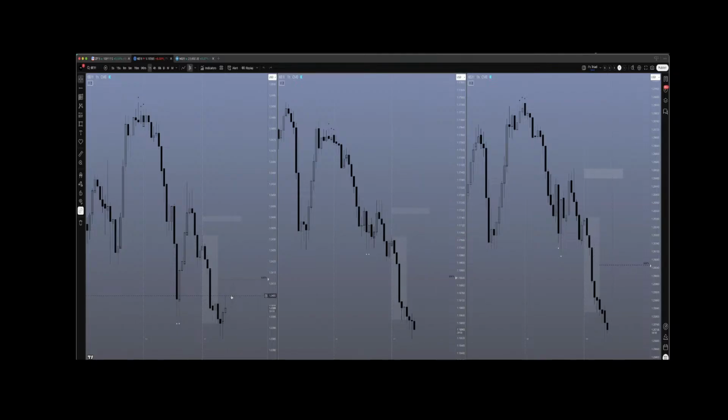Not reaching that level. I think this is going to chop around today, especially in London session. It's 8:20 now. Yeah, 8:20 now. We're expecting accumulation, aren't we?